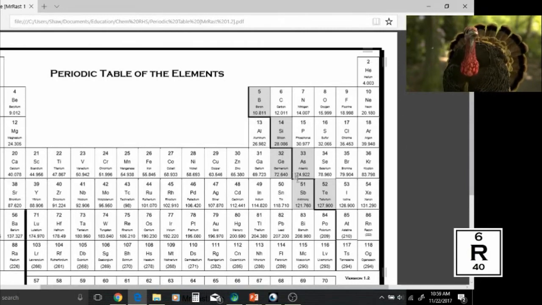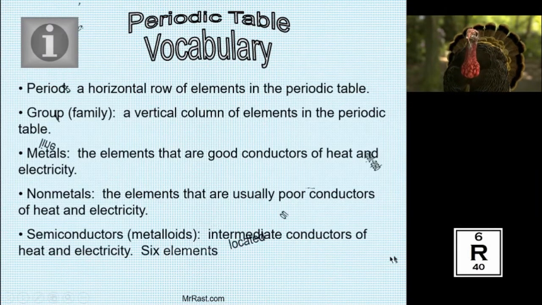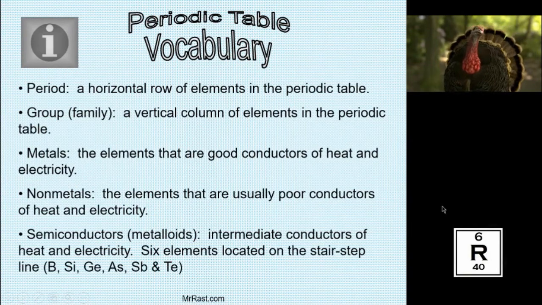So when you see periodic tables with the stairs, that's what it means. That's why it's there. Now, semiconductors, often referred to as metalloids, are intermediate conductors of heat and electricity. There are 6 elements located on the stair step line. So these are intermediate conductors of heat and electricity, and we call them semiconductors or metalloids, and they are located on the stair step line.